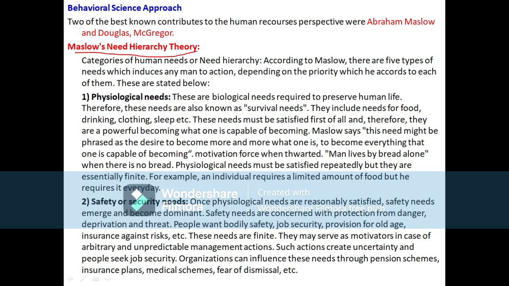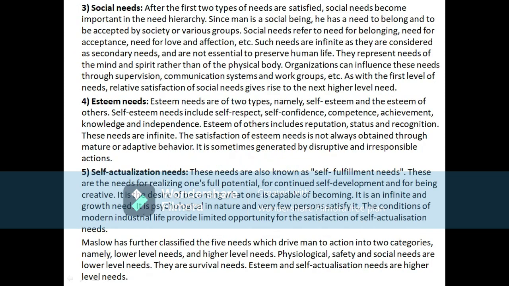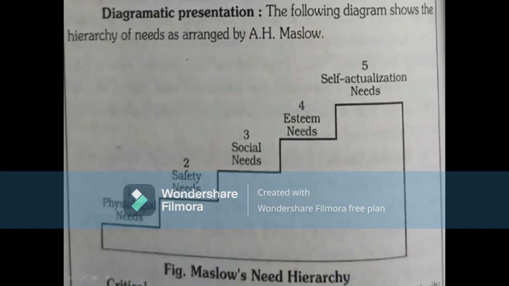The five levels are physiological needs, safety or security needs, social needs, esteem needs, and self-actualization needs. If you see this table, the first one is physiological needs. Only if he satisfies the physiological needs will he think about safety needs. Then, if he is satisfied with safety needs, he will think about social needs. Likewise, if social needs are completely fulfilled, then only will he think about esteem needs. And if esteem needs are completed, finally he will try to get self-actualization needs.